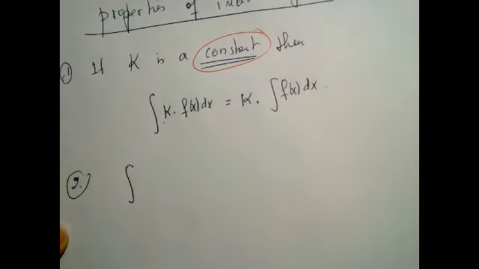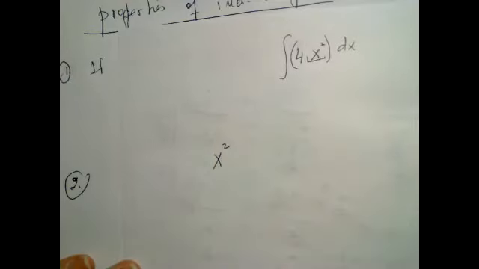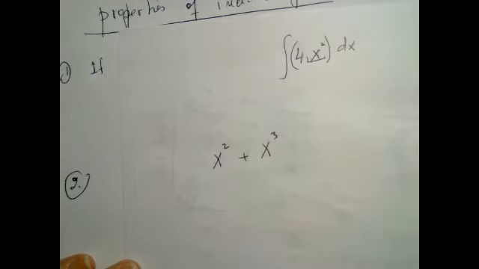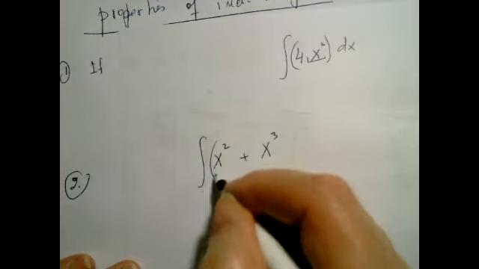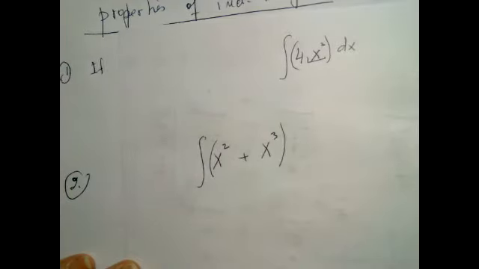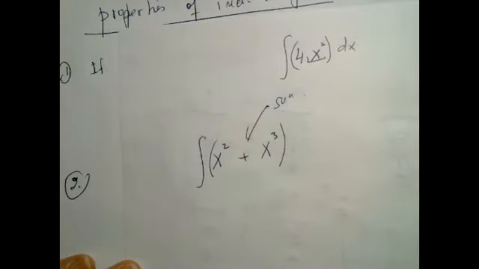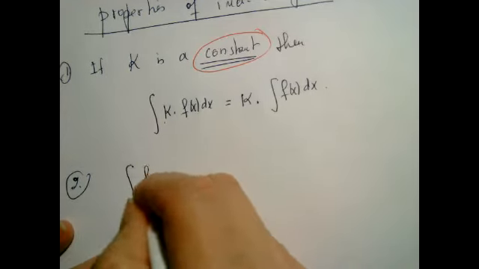If I know the antiderivative of x squared, which I do, and I know the antiderivative of x cubed, which I do, I can create a new function by adding them. And the question is, what's the antiderivative of the sum? And that's a sum in here. The second property tells me the answer.